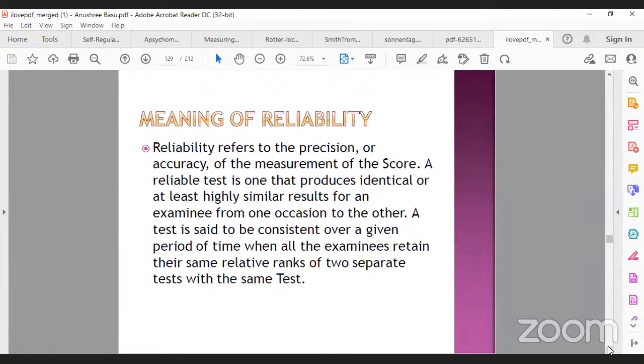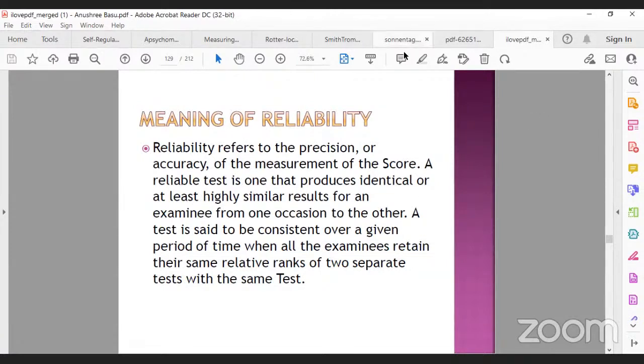So reliability refers to the precision and accuracy of the measurement of the score. A reliable test is one which produces identical or at least highly similar results for an examinee from one occasion to the other. A test is said to be consistent over a given period of time when all the examinees retain the same relative ranks on two separate tests with the same test. So it does not have to be absolutely identical, but highly similar results, right?